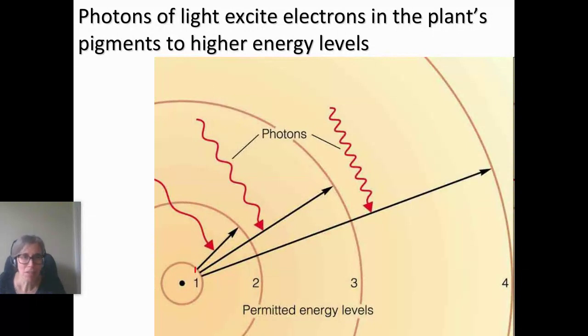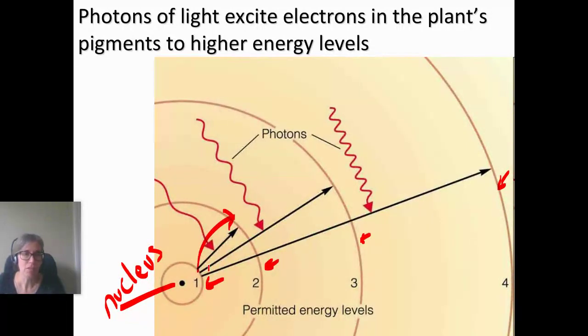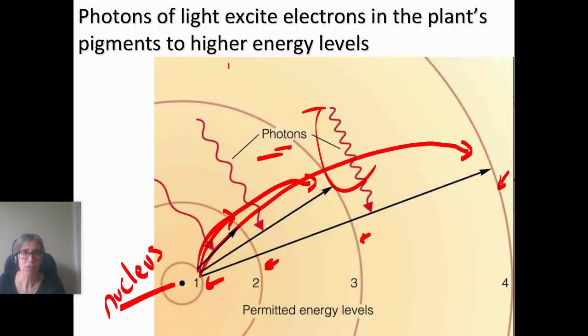So here's an atom. This is the nucleus right here. And so these are the shells, right? First shell, second shell, third shell, fourth shell, or the energy levels of the nucleus, the energy levels of the electrons. So a photon of light of a certain wavelength can bump an electron up to another energy level. Another wavelength of light might bump the electron up 2 energy levels, or even more energetic light might bump the electron up 3 energy levels. So photons of light excite electrons in a plant's pigments to higher energy levels.